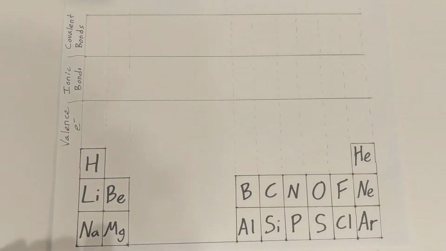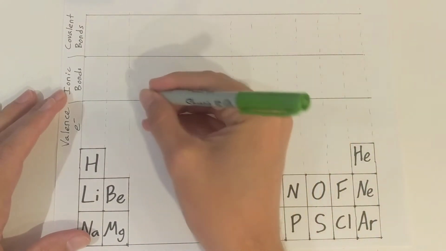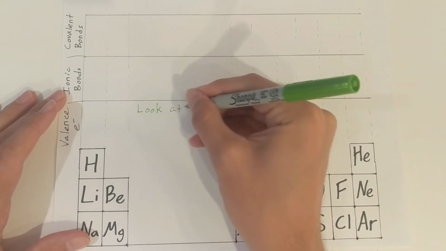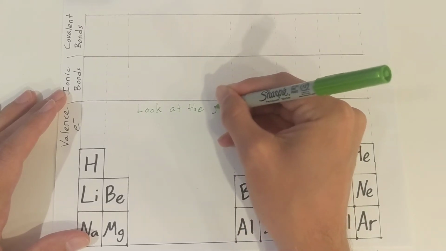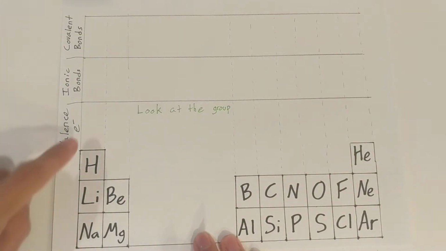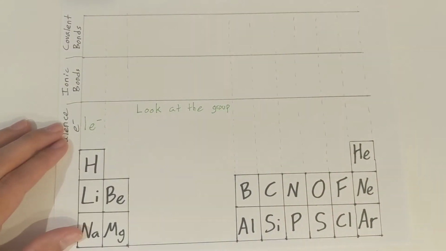So I want to start here with our valence electrons because everything about bonding is because of our valence electrons. The way we can determine the valence electrons is by looking at our group. And remember, the group is the column that it's in. That'll tell you the number of valence electrons. So everything in group number 1 is going to have 1 valence electron.